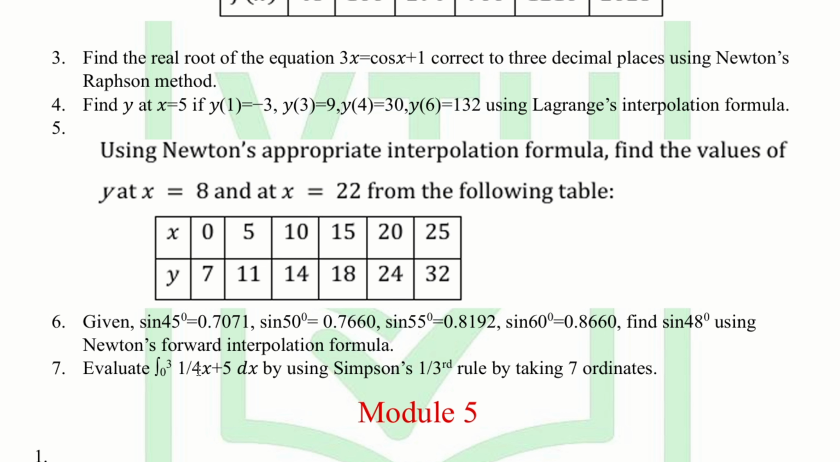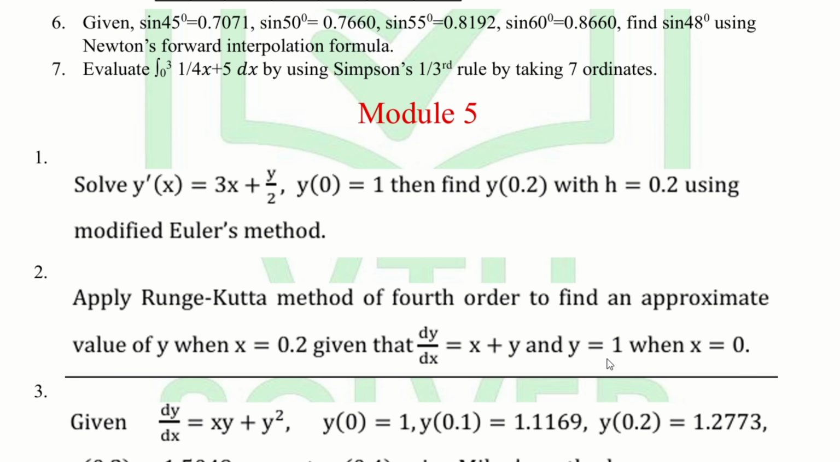And the seventh question is evaluate the integral from 0 to 3 of 1/(4x + 5) dx by using Simpson's 1/3 rule by taking 7 ordinates.